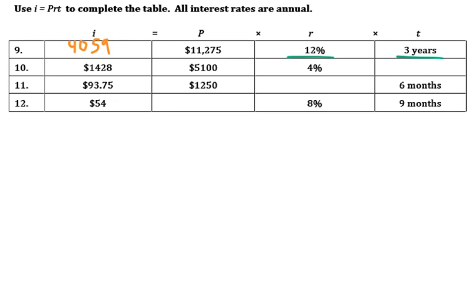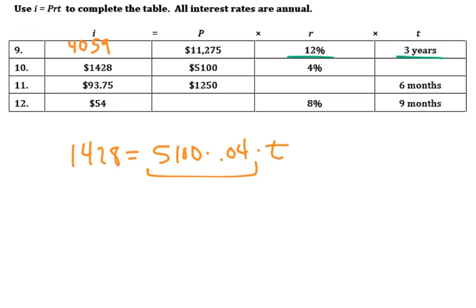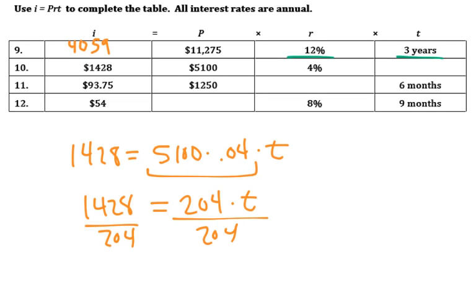Now what if we have to work backwards? Well, think of it as an equation. 5,100 times 0.04 times t. Multiply that out: 5,100 times 0.04 is 204 times t. So 1428, we just divide by 204. 1428 divided by 204 gives us 7 years. So if we needed to figure out how much time we needed to earn a certain amount based off the other information, we can do it that way.